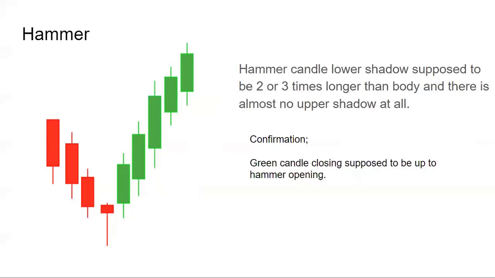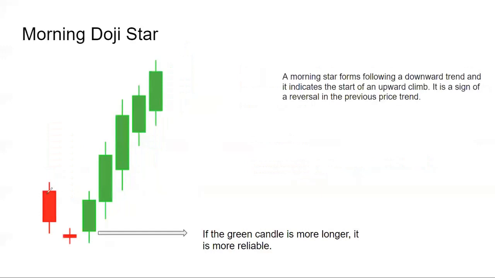Let's go to the morning doji star. In this pattern, as you can see, the red candle has almost no body and only small tails. A morning star forms following a downward trend and it indicates the start of an upward climb. It's a sign of a reversal in the previous price trend. You can see reversal, turning point, the same. If the green candle is longer, it's more reliable.